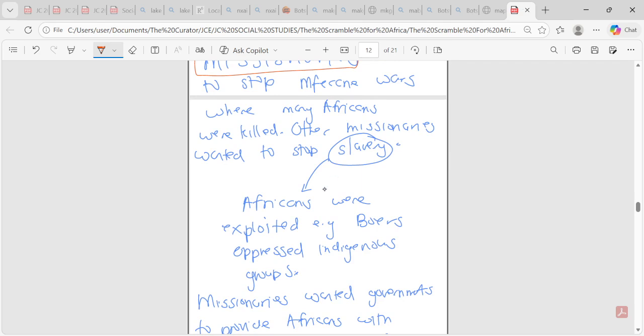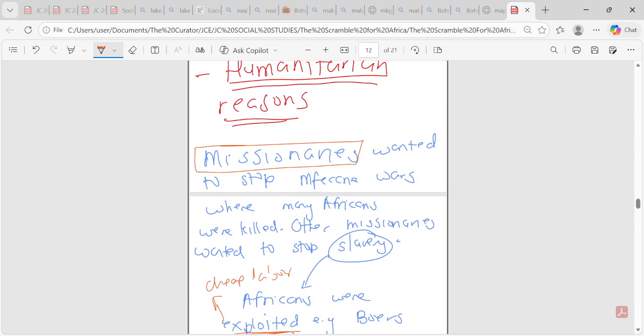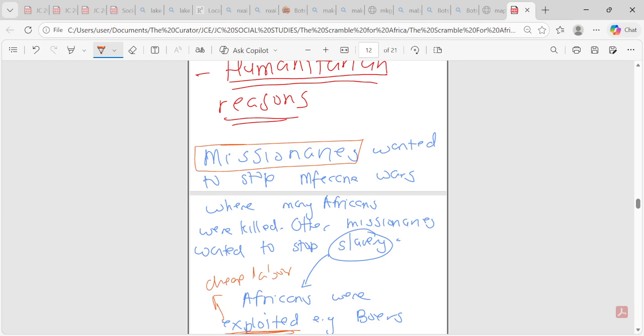How exactly? Well, slavery. Let's talk about slavery. Africans were being exploited. They were used as cheap labor. So let's quickly elaborate on that. They were used as cheap labor by the Boers on their farms. So the Boers came in and oppressed the indigenous groups. European missionaries saw that and they wanted to stop that slavery. So they pushed hard for their government to colonize Africa. So they did it for humanitarian reasons.